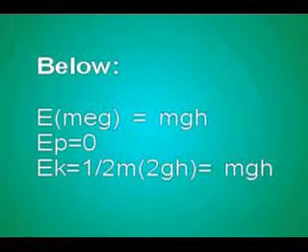At the bottom, your mechanical energy equals mgh, potential energy is 0 because it already fell, and your kinetic energy works out to mgh as well. So this is where you work out this law just explained.